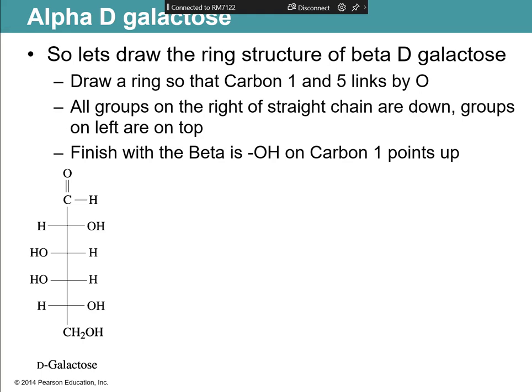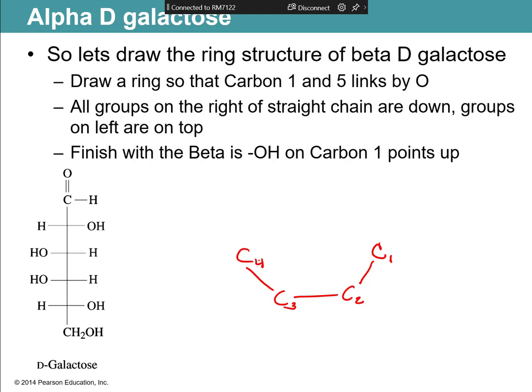If I know the straight chain, I'm going to draw my ring. So carbon 1 is over on the far right side. So this is going to be carbon number 1. Carbon number 2, 3, 4, 5, and 6 makes like an upside down question mark. So carbon 1 comes down to carbon 2, across to carbon 3. Carbon 4 should look like it's on the opposite side of carbon 1.